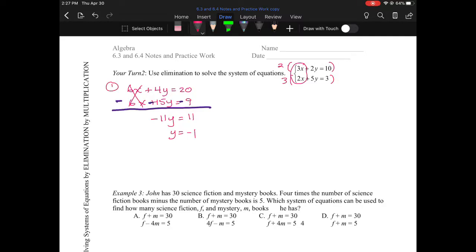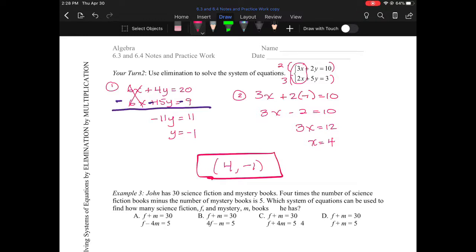And then substituting that back into, I'll do the top equation. I get 3x plus 2 times negative 1 equals 10. 3x minus 2 equals 10. 3x equals 12, and x is going to equal 4. So the solution for the second your turn should be 4 comma negative 1.